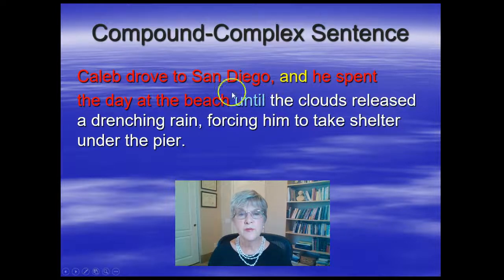Okay, let's examine the components. Caleb drove to San Diego. Independent clause. Coordinating conjunction. He spent the day at the beach. Another independent clause. Now we have a dependent clause because we have a, I heard you say it, subordinating conjunction. Until the clouds released a drenching rain, forcing him to take shelter under the pier. That is a dependent clause.